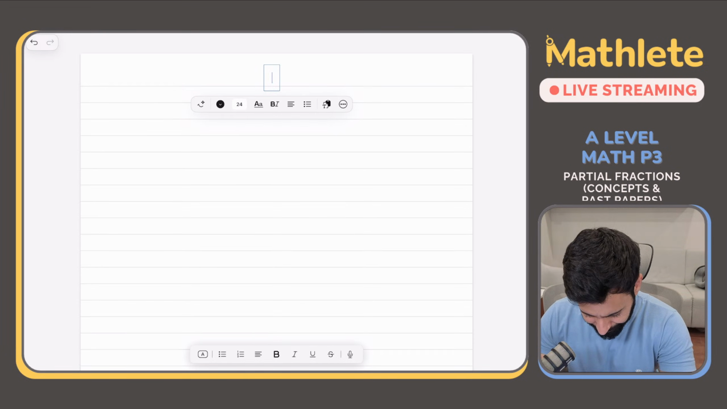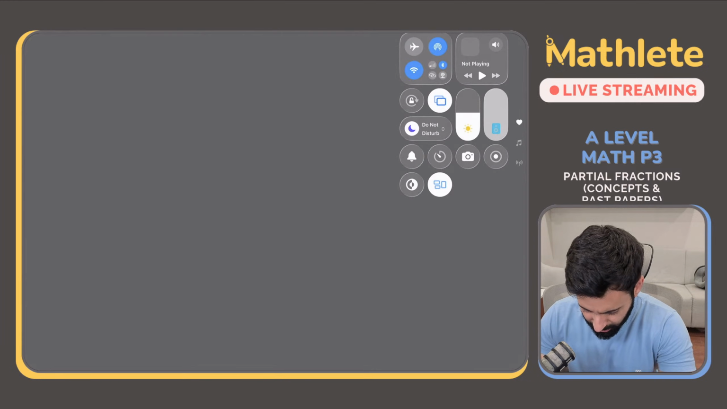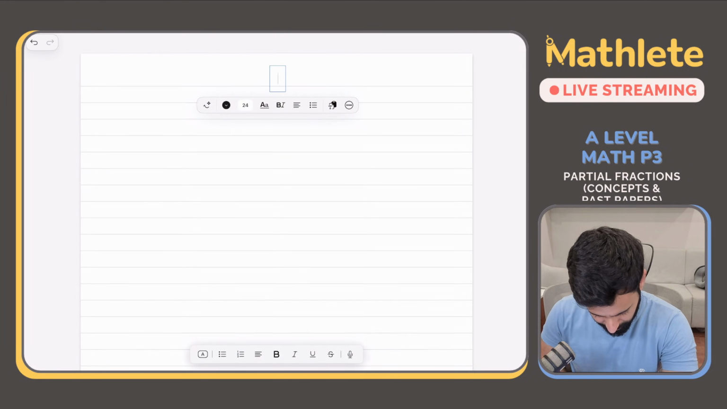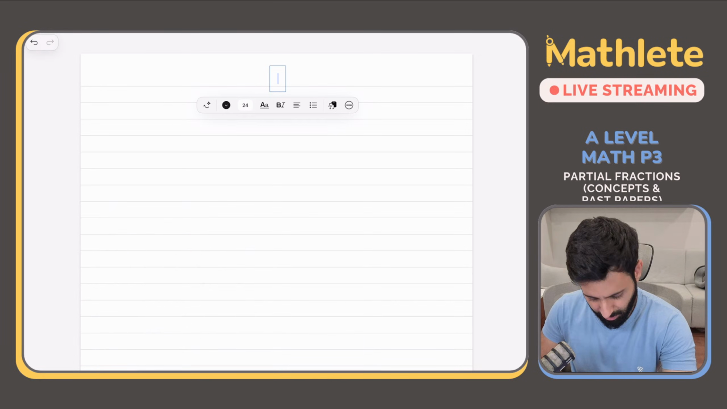Okay. Accha, what's going on? What's up with my keyboard?